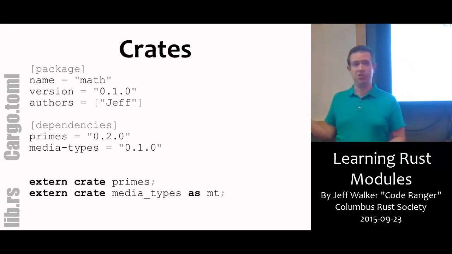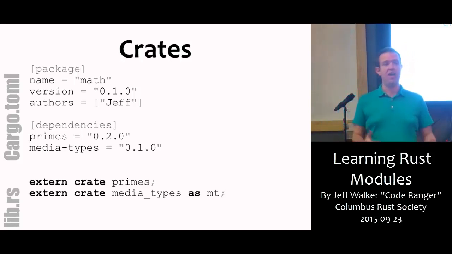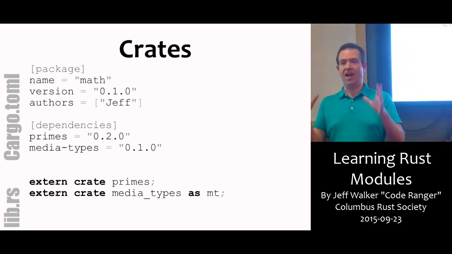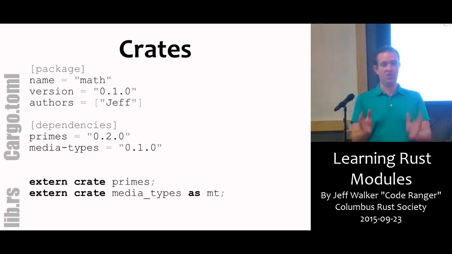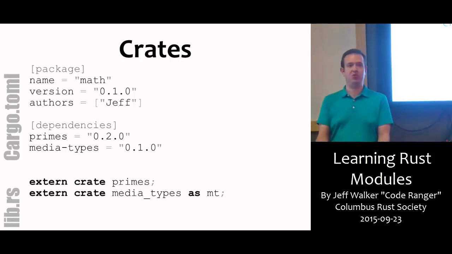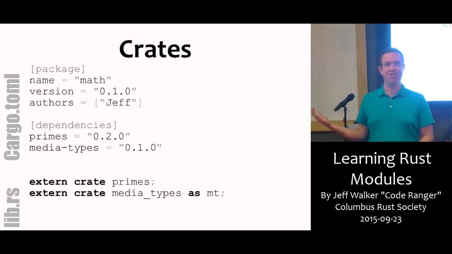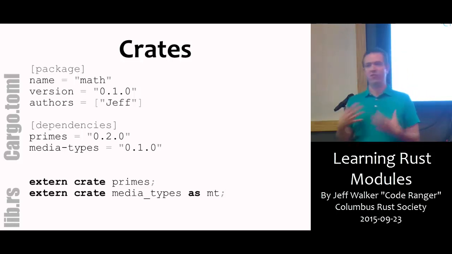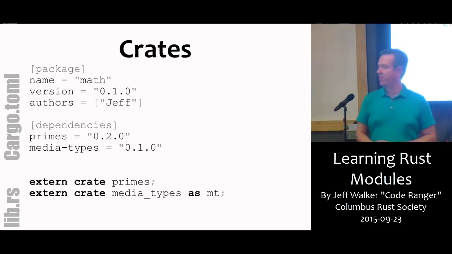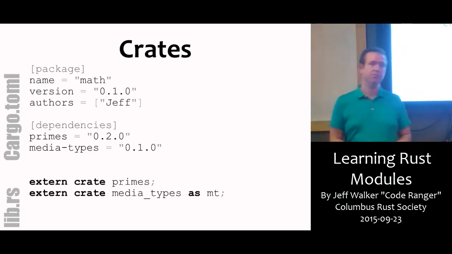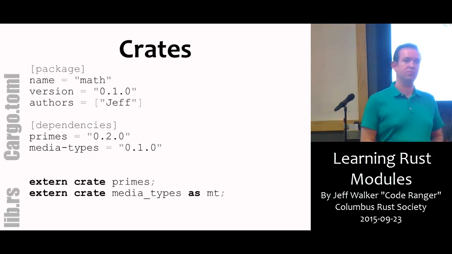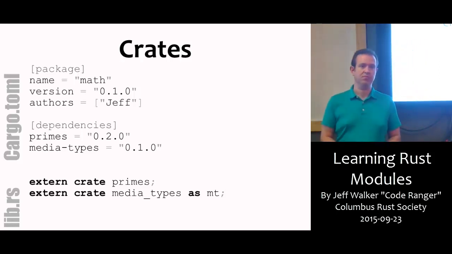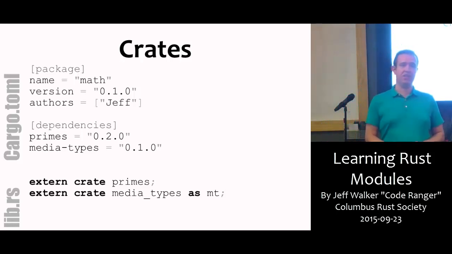So we just write extern crate and then the name of the crate. That brings that crate in as a module, essentially. The crate itself is basically a module, right? So the primes crate becomes the primes module in your system. That's what he meant when he said there's no global namespace, because every crate you're going to work with is its own module, even internal ones, like internal crates that are not on crates.io. Even your internal crates, that's how they're going to work.